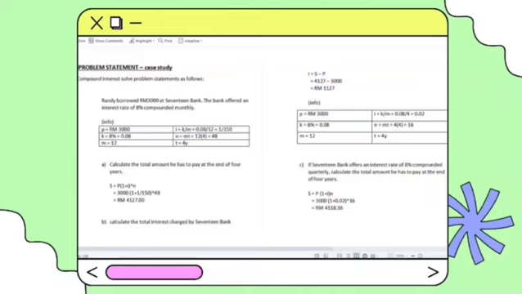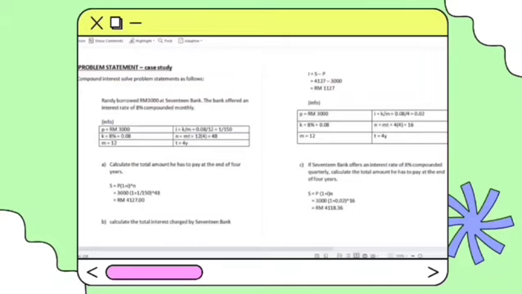Problem statement, case study for compound interest. Randy borrowed RM3,000 at 17 Bank. The bank offered an interest rate of 8% compounded monthly. Info: P equals RM3,000, K equals 8% equals 0.08, M equals 12, I equals K over M equals 0.08 over 12 equals 1 over 150.